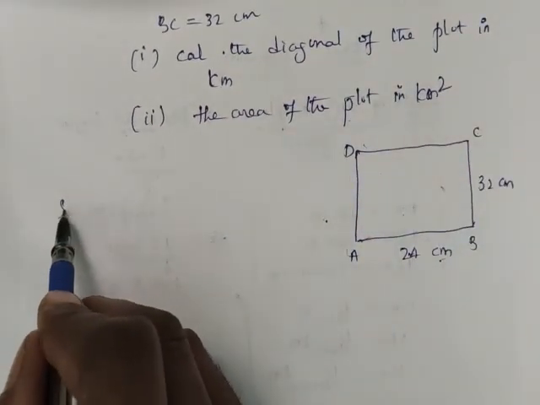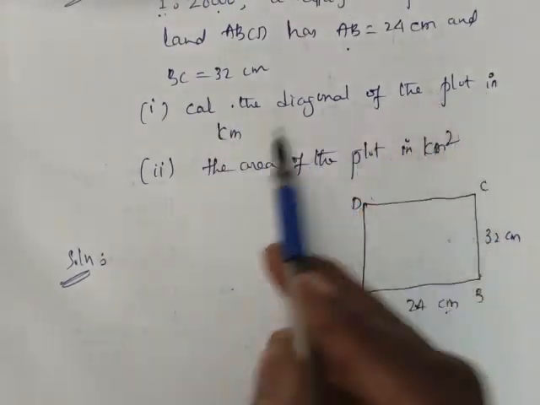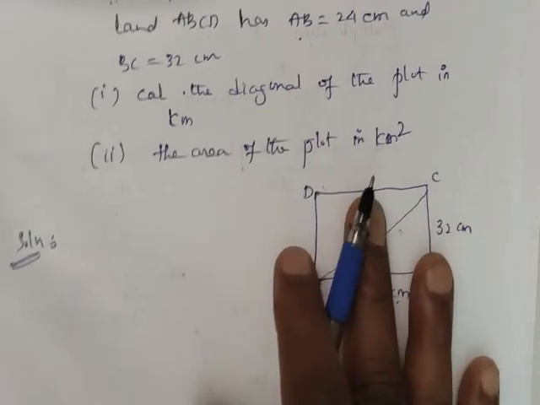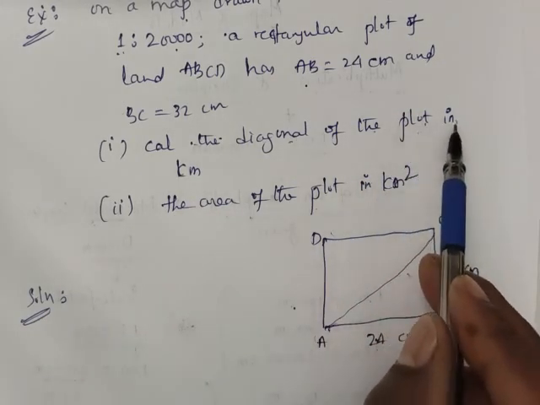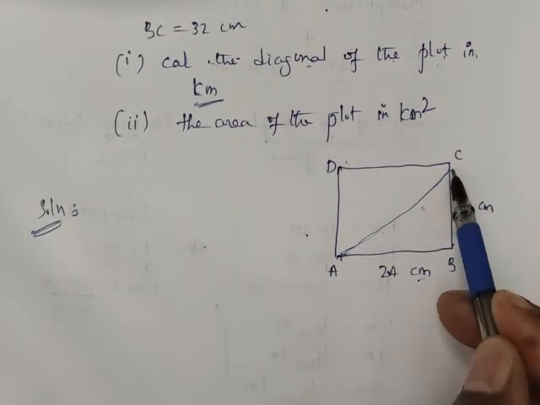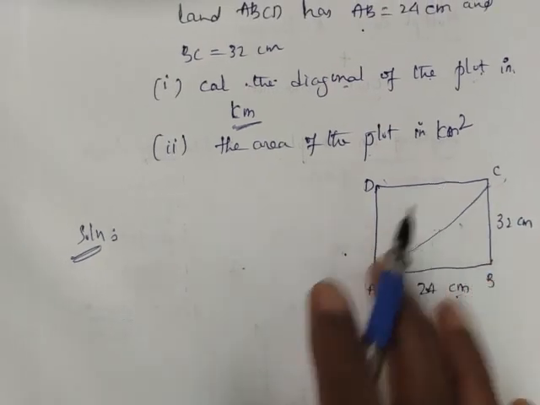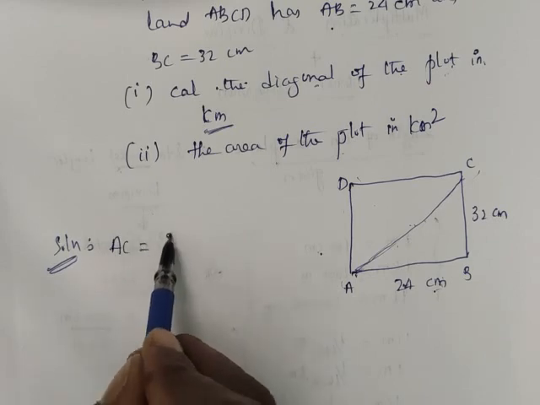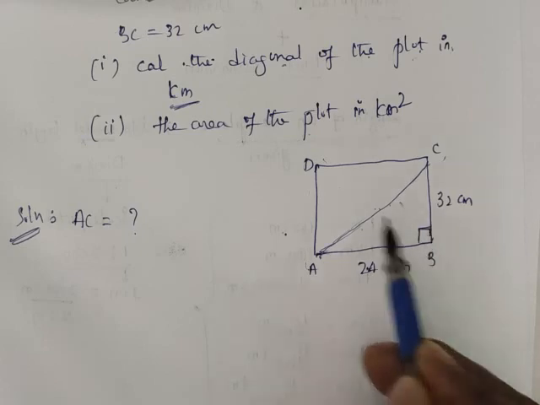So we'll go to the solution part. The question is to calculate the diagonal of the plot in kilometer. That means they are asking for the real diagonal. But this diagonal that I marked on the diagram is on the map. So first, on the map, how much will we get for AC? As they told, it is a rectangular plot, so it is 90 degree.